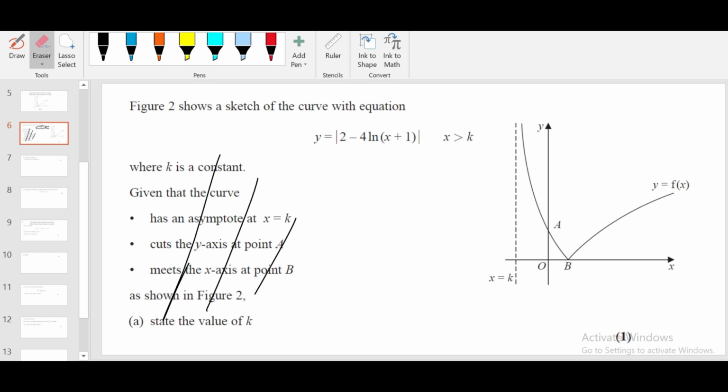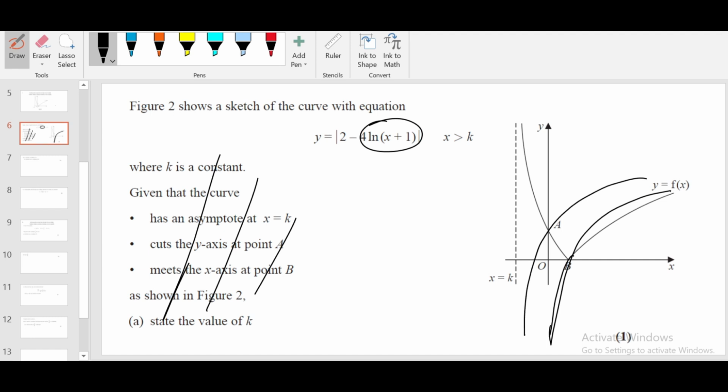Here is the figure given. You need to understand the figure. They're talking about, usually ln x will be something like this, right? And if you replace x by x plus 1, we are going to move the graph to the left side, to the left side 1 unit. So the asymptote at y will be moved to the left side.